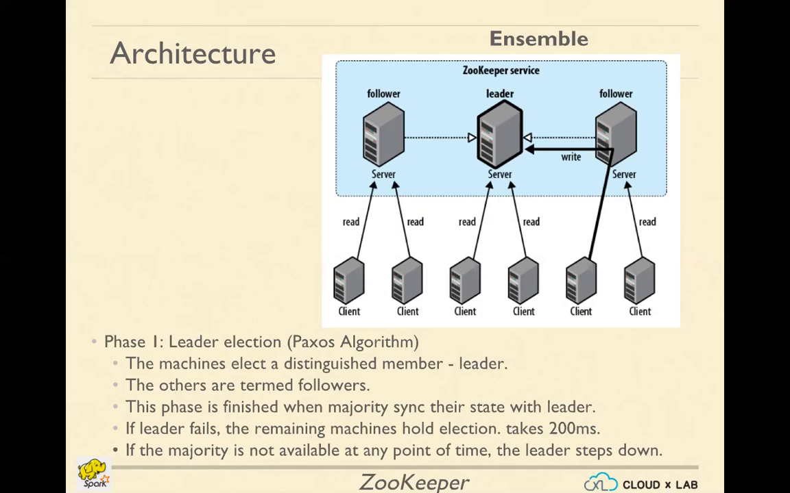This phase is finished when a majority has synced their data from the leader, meaning the leader has delivered the latest version of the data to the majority. At any point of time, if the leader fails, the election will happen again. Or in case the majority of the machines are not available, the leader will step down. Now, what's the role of this leader? They elected a leader for what?